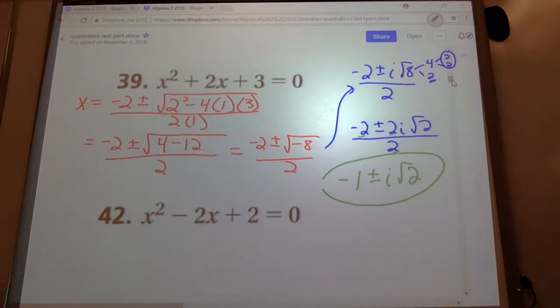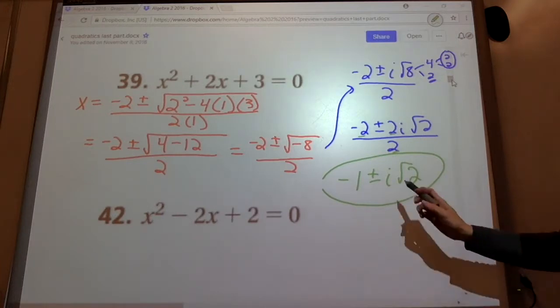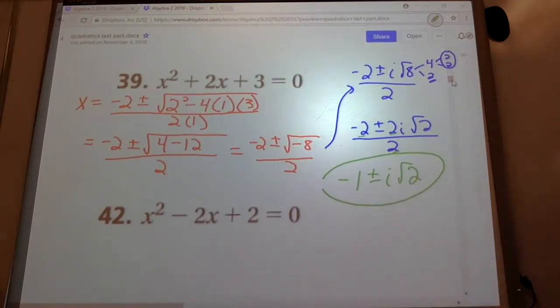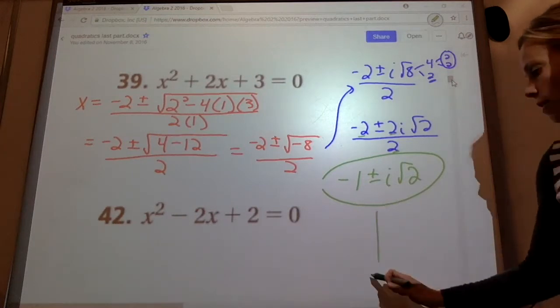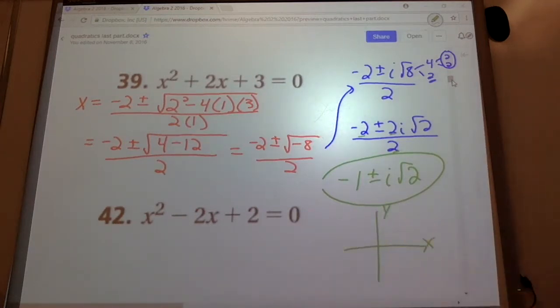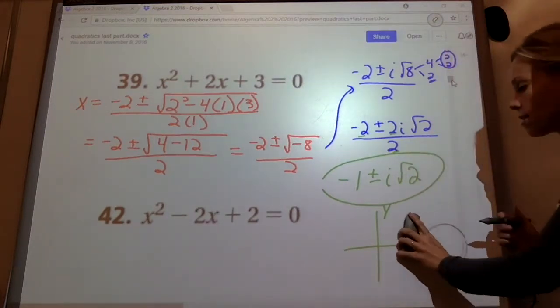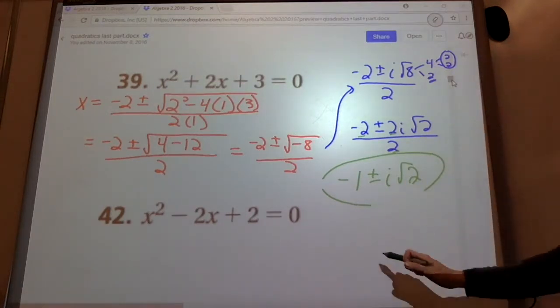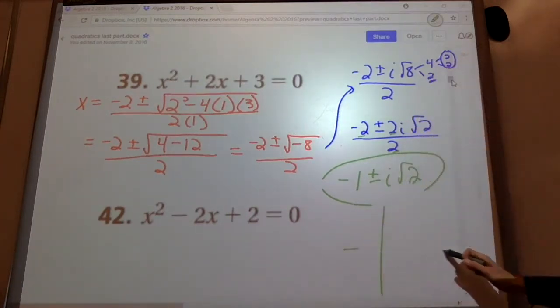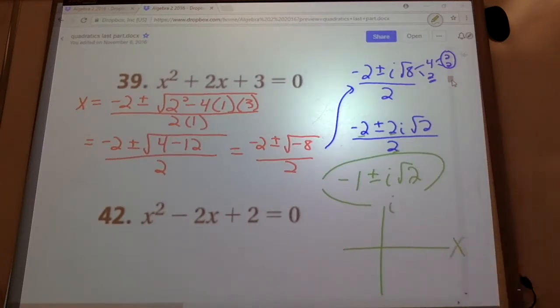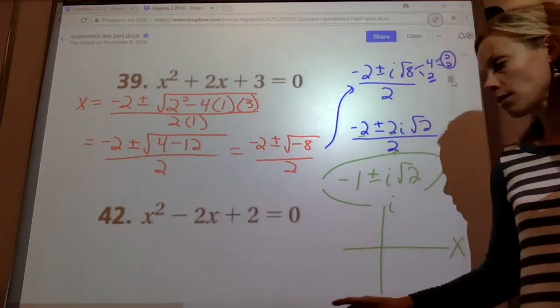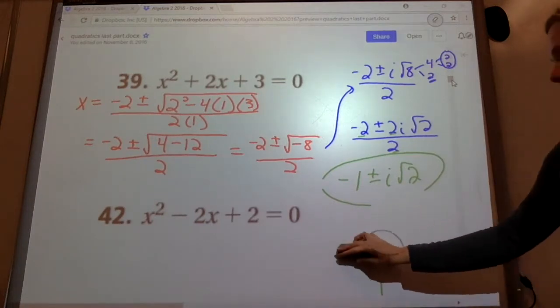Could you check these with the graphing calculator? No, because they're i's. Your graphing calculator is a real plane. Your graphing calculator is a y and an x. For these roots to show up, you would need a complex plane, and your graphing calculator doesn't have that. But what a complex plane looks like would be an i and an x, and then it would show your roots. But these calculators don't have an imaginary complex plane. But that's where you would see them.